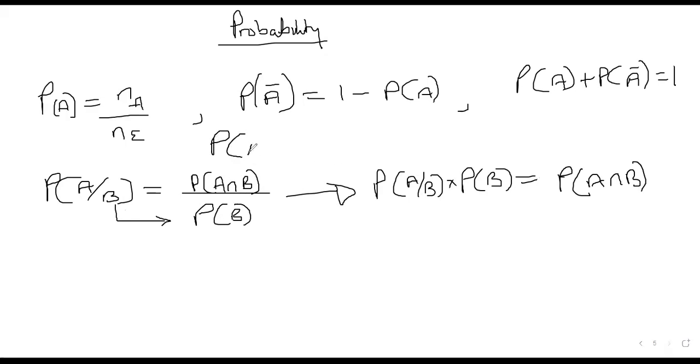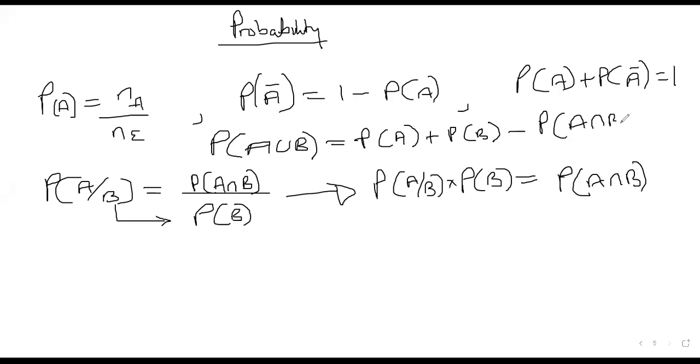Union is to add. A union B is simply the probability of A, you add the probability of B, and you subtract the intersection of A and B.